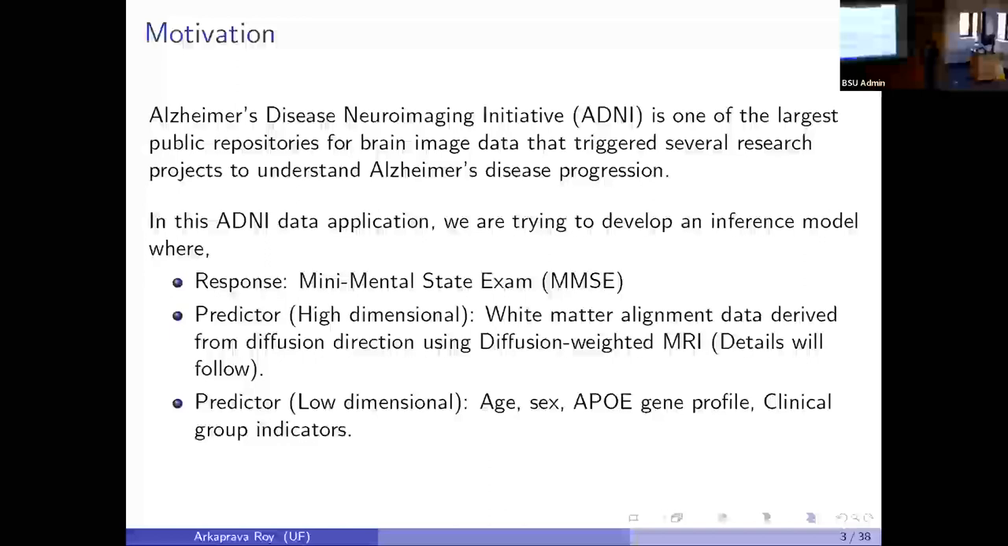ADNI is huge and has many data, but as a response variable, I'll use the Mini-Mental State Exam data. For the predictors, we have two types. One is high dimensional, another is low dimensional. The high dimensional one is the white matter alignment data, extracted from diffusion weighted MRI images. For the low dimensional predictor, I use the APOE gene profile and some clinical group indicators. The APOE gene has been found to be extremely associated with AD, so this is one of the prime variables for AD modeling.